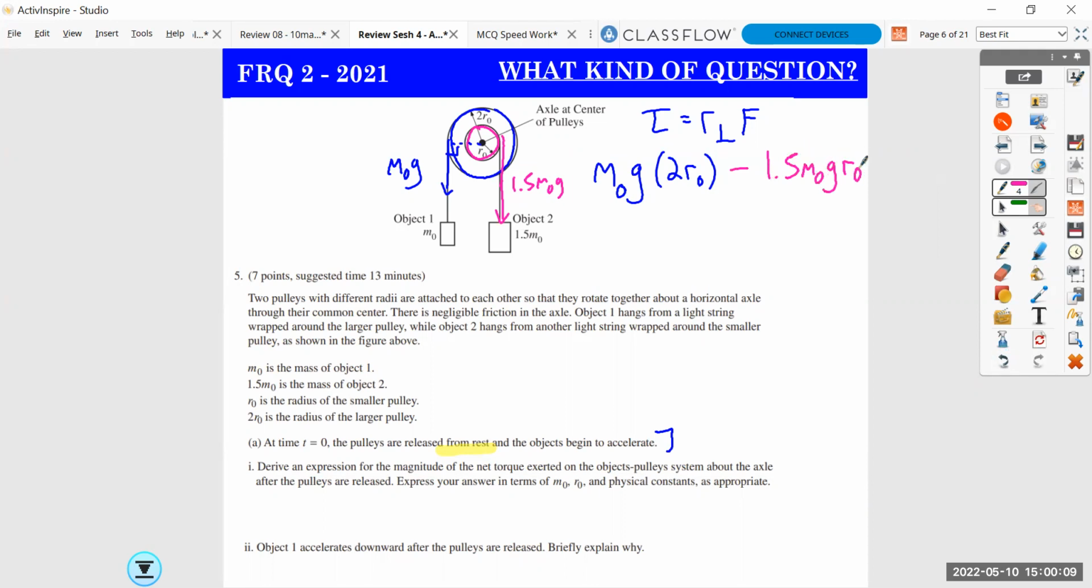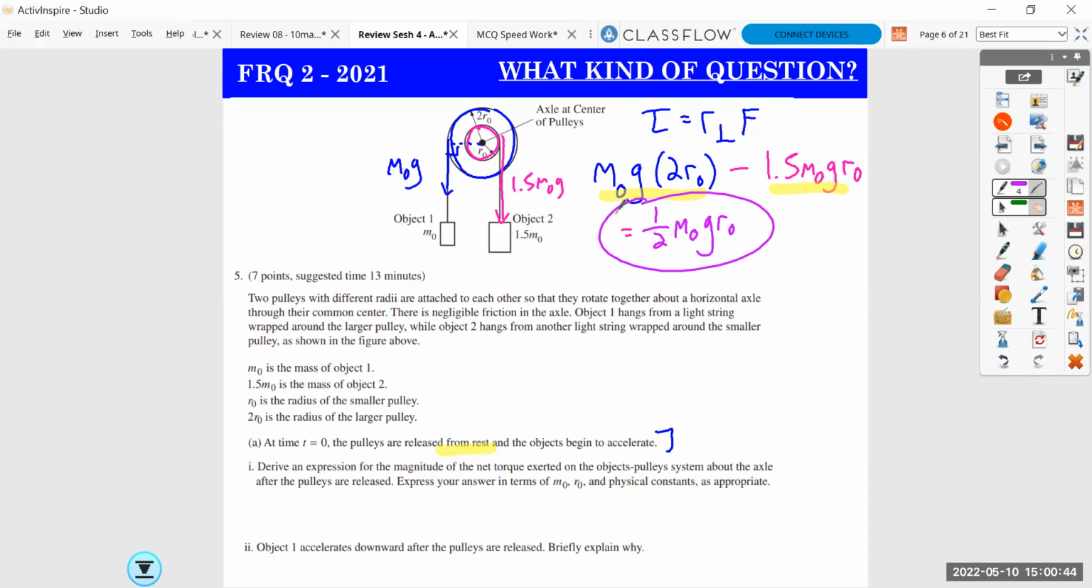Notice that I'm subtracting them because one torque is counterclockwise and one torque is clockwise. Well, in this case, if I add these up, here I've got 2 m g r0, here I've got 1.5 m g r0. So my result in the end is just 0.5, or 1/2. I like writing it as 1/2. Fractions for life, m0 g r0 in this case.